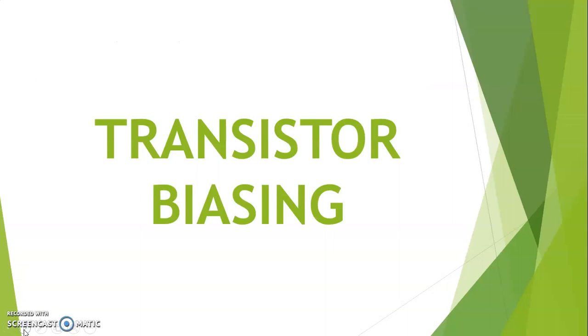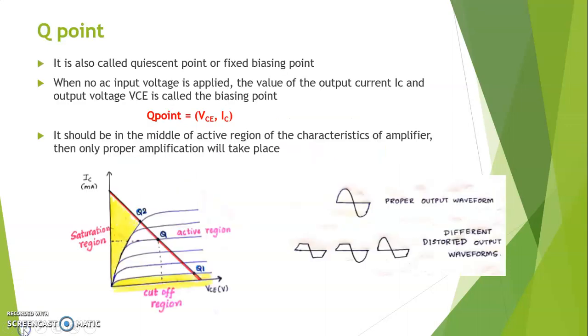Next, let us study about the term transistor biasing. First of all, let us learn what is meant by Q point. Q point means quiescent point or fixed biasing point. So now look at this graph, which is the VI characteristic of a transistor. The x-axis represents VCE, which is the output voltage of a transistor. The y-axis represents IC, which is the output current of the transistor. The shaded portions represent saturation region, and this shaded portion represents cutoff region. The white region here represents the active region.